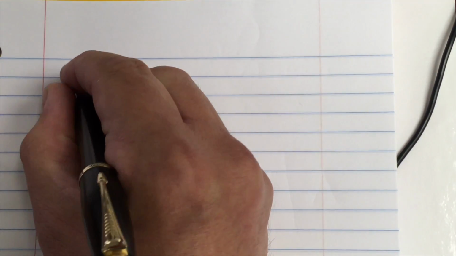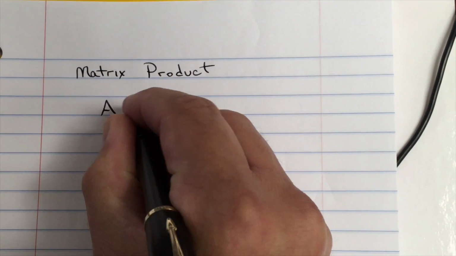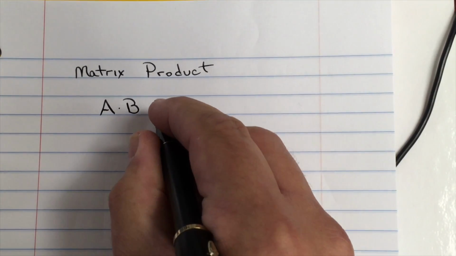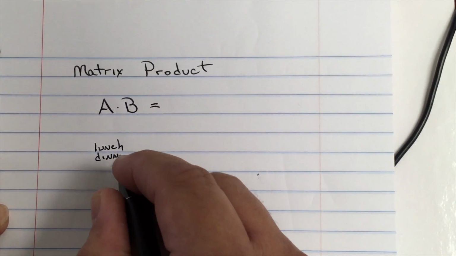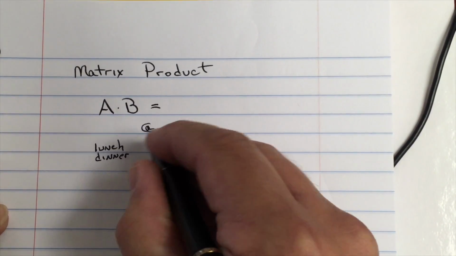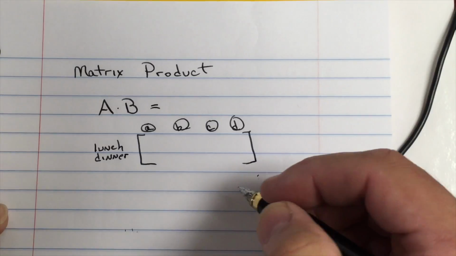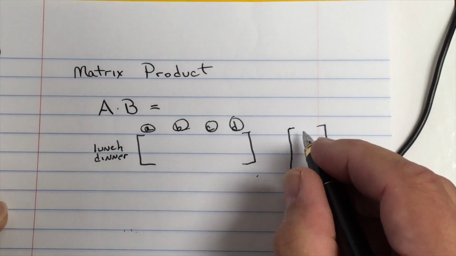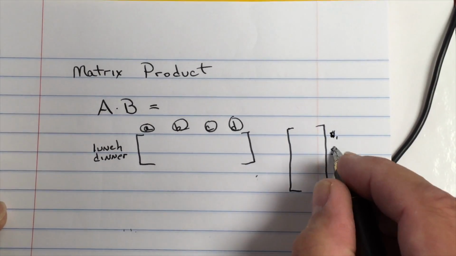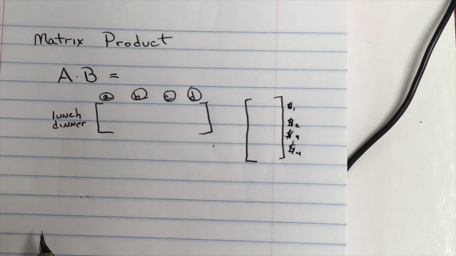Matrix multiplication, right? Matrix product. Okay? So now we're talking about AB. This one's more complicated. This is the thing that we talked about yesterday where we had the pizzas. We had lunch and dinner, and we had pizza type A, pizza type B, pizza type C, pizza type D. There was a matrix that represented how many were sold, and then another matrix that represented how much each one was sold for.